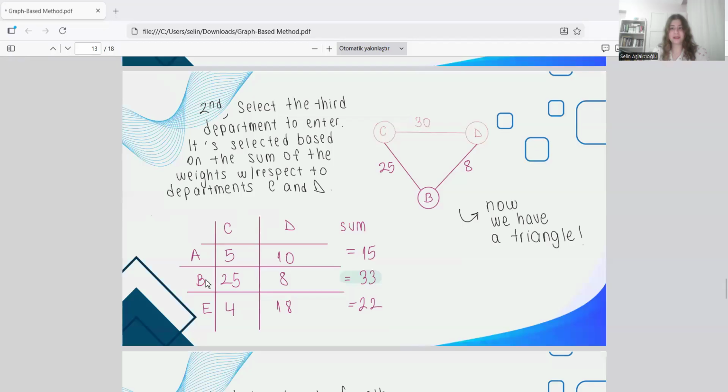The score, I always want to say distance, but these are not distances. The score between B and C is 25, and the score between B and D is 8, and their sum is 33. The score between E and C is 4, and the score between E and D is 18. When we sum them up, we have 22. So we are going to select the highest number, which is 33. So we are going to place B next.